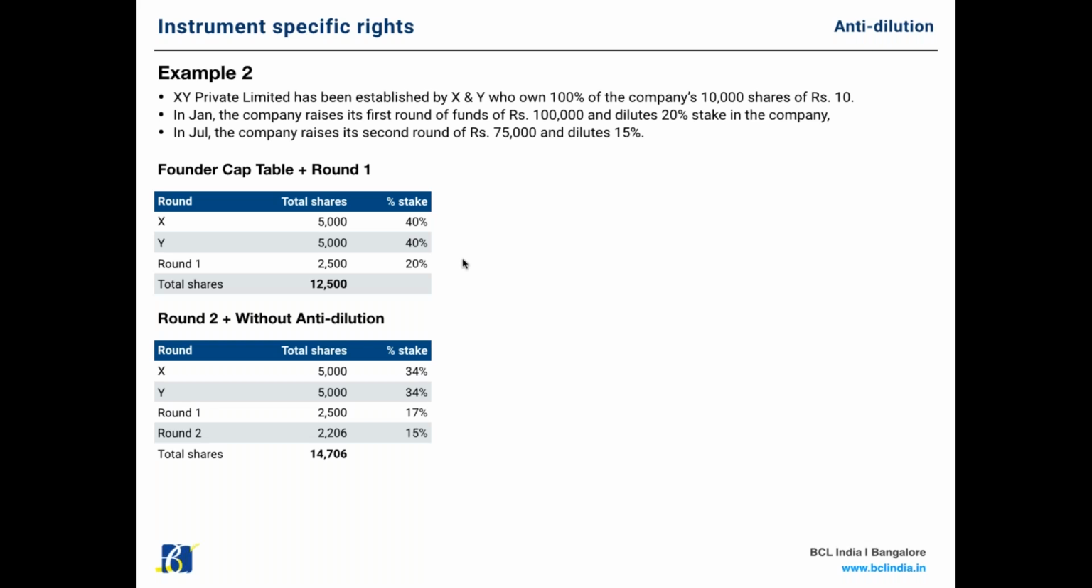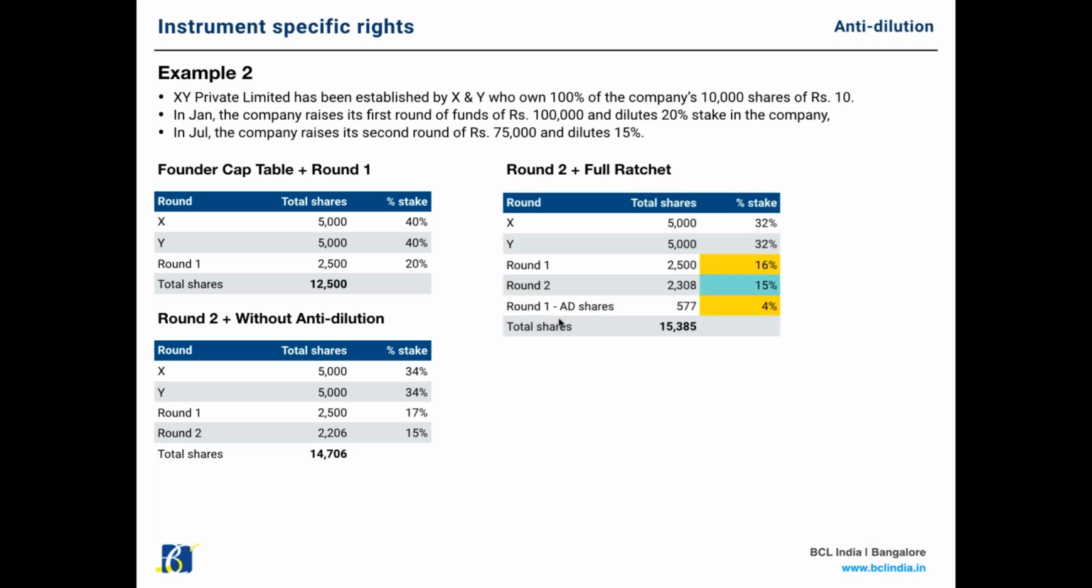Round 2, that is 75,000 rupees of investment without an anti-dilution clause, will mean that the investor stake will reduce from 20% to 17%. You see this movement, 20 to 17. That is what dilution is. So the stake reduces. Now, can this investor, the round 1 investor, protect his or her rights? They can, through the anti-dilution clause.